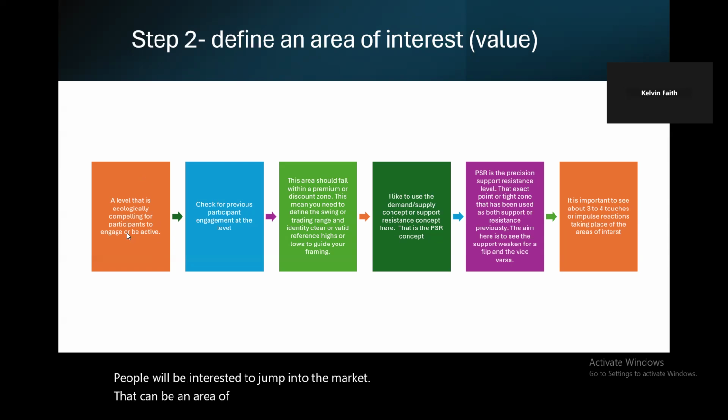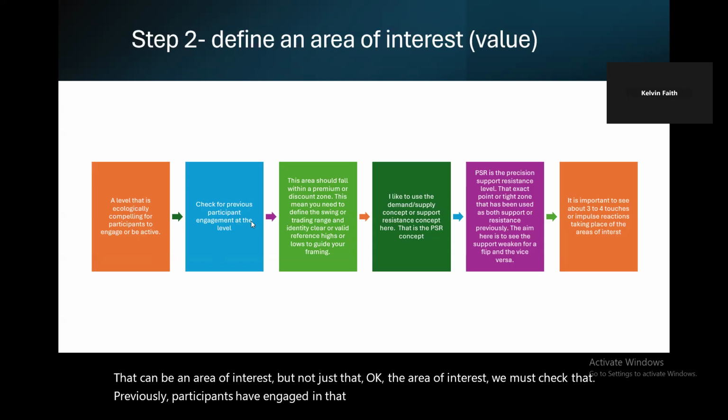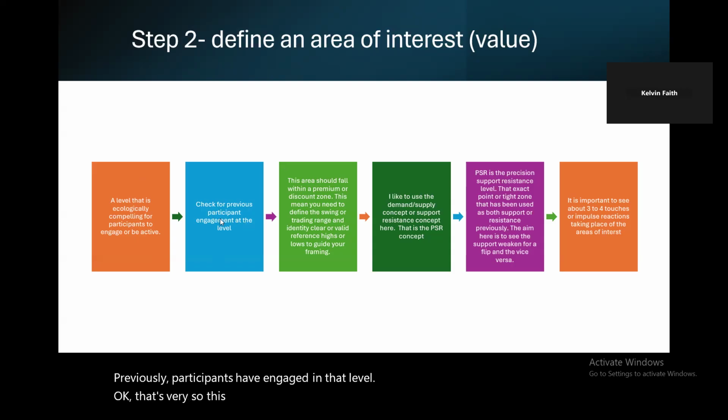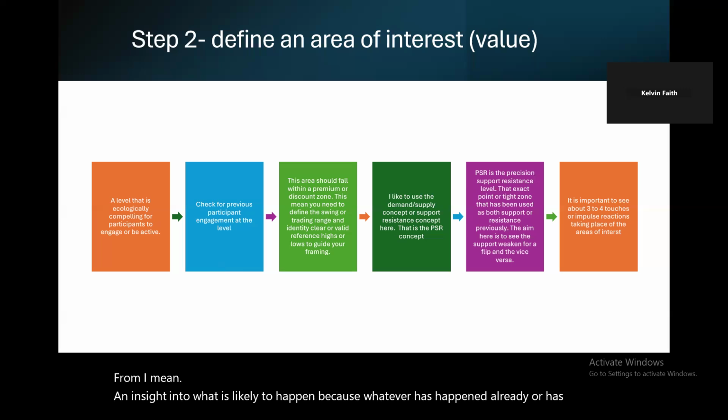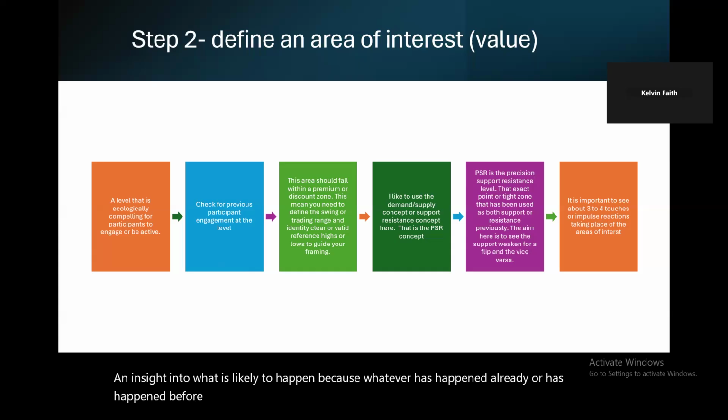But not just that. For the area of interest, we must check that previously participants have engaged at that level. This is about using the history to help you get an insight into what is likely to happen, because whatever has happened before has a higher probability of happening again.